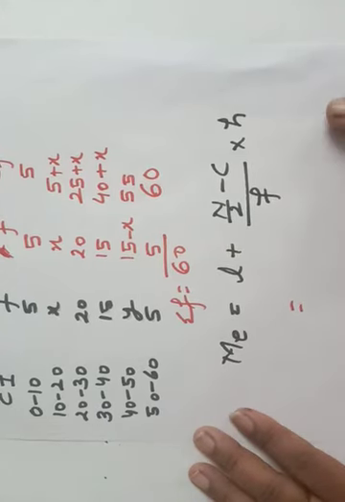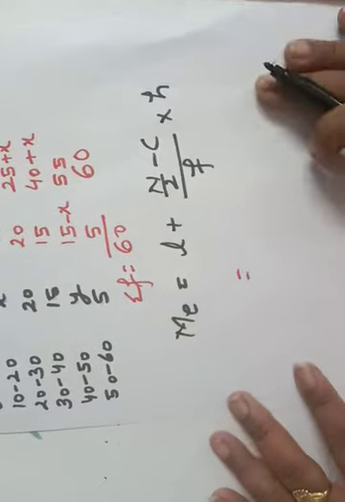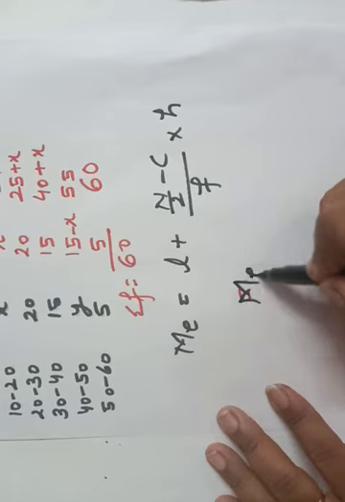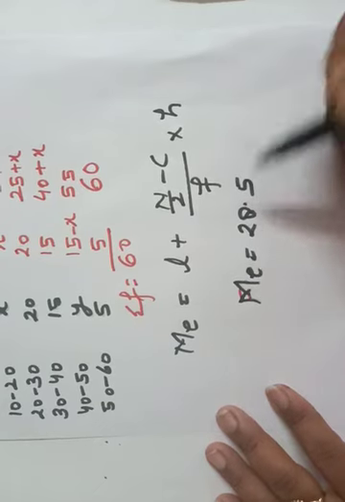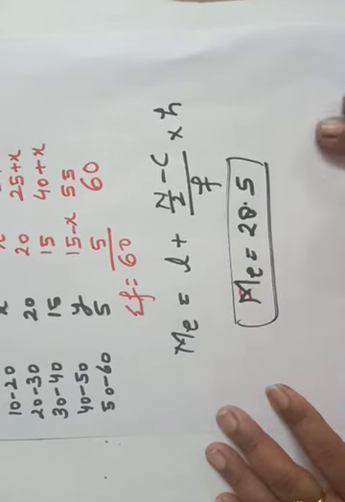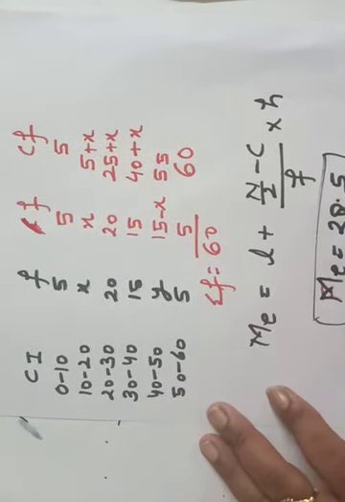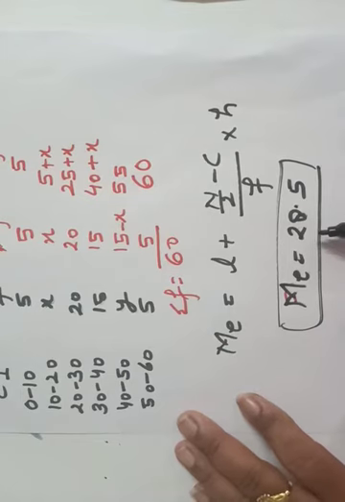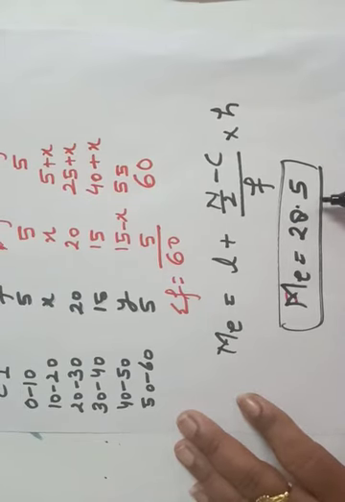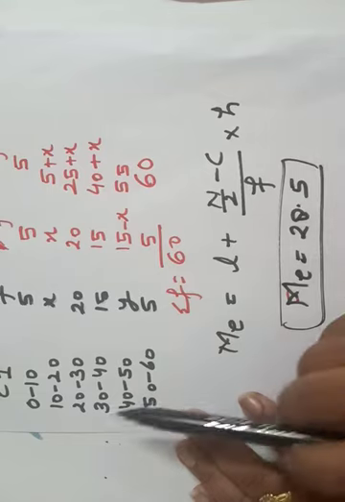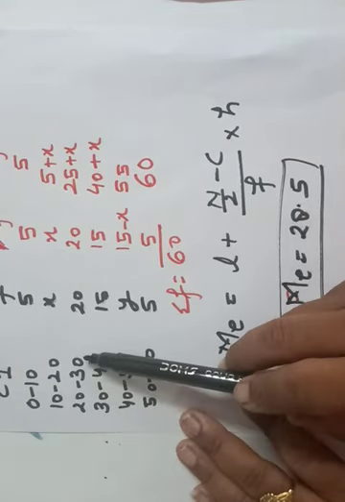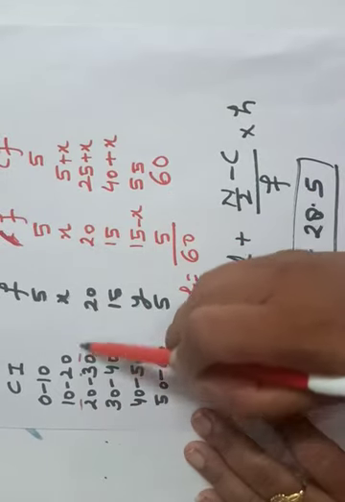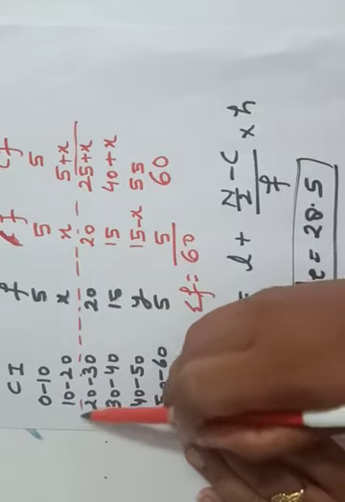The median is already given to us. The median is equal to 28.5. So we will choose the median class after seeing the median value. Since it is 28.5, of course it will be in the class interval 20 to 30. So this will be the median class.